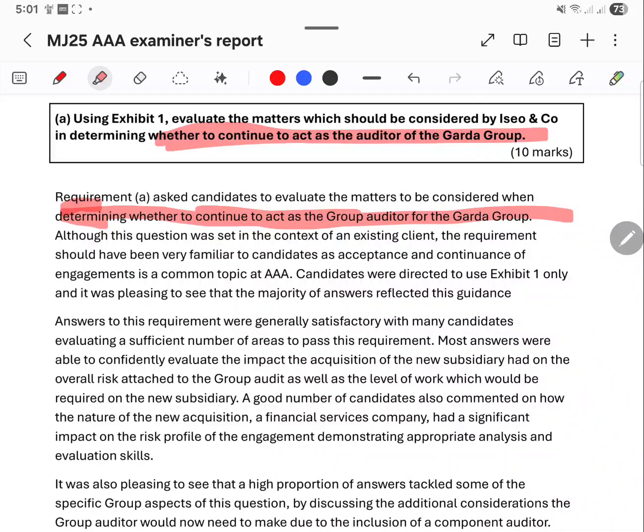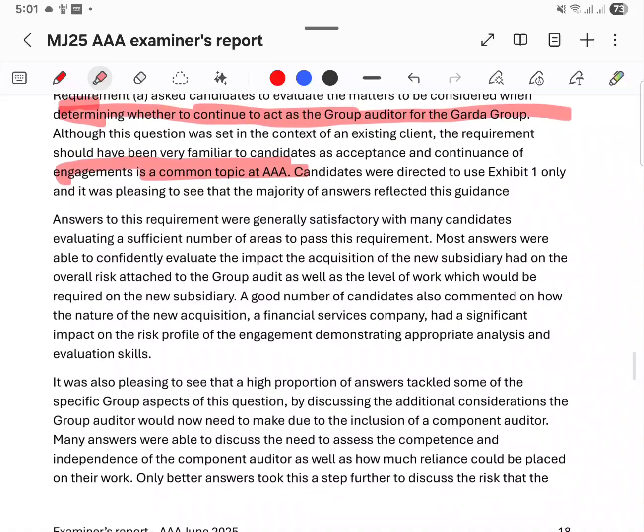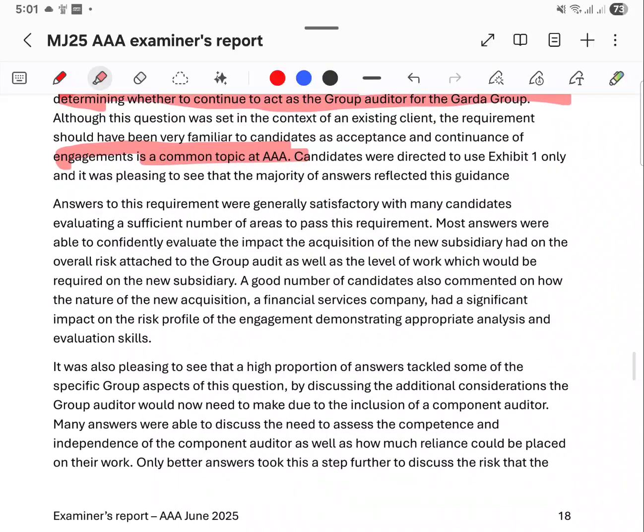Although this question was set in the context of an existing client, the requirement should have been very familiar to candidates, as acceptance and continuance of the engagement is a common topic at AAA. Candidates were directed to use Exhibit 1 only, and it was pleasing to see that the majority of the answers reflected this guidance. Answers to this question were generally satisfactory, with many candidates evaluating a sufficient number of areas to pass this requirement.